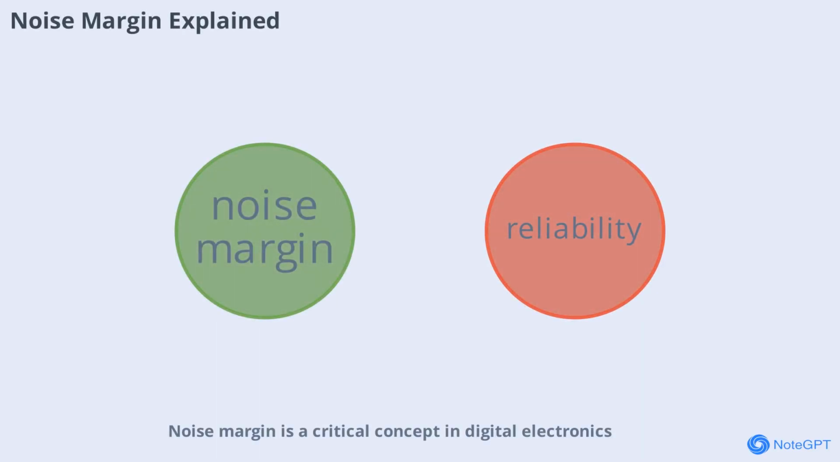Noise margin is a critical concept in digital electronics. It refers to the range of input voltages over which the inverter reliably distinguishes between logic high and logic low. CMOS inverters are known for their excellent noise margins, which help prevent errors caused by electrical noise or signal fluctuations. This reliability is one reason why CMOS technology dominates digital circuit design. Let's explore how noise margin is determined and its impact on circuit performance.